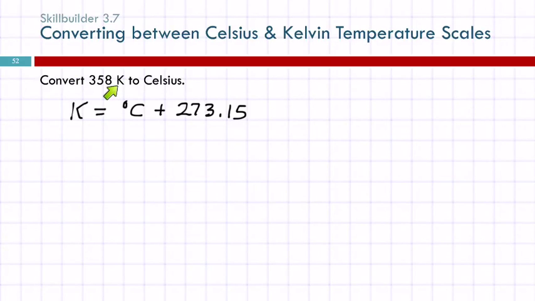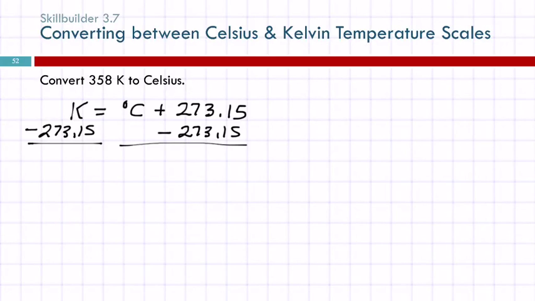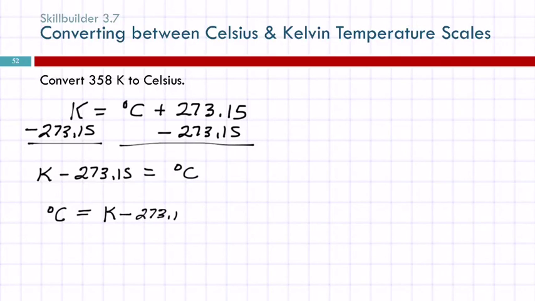Here I'm given a temperature in kelvins and I'm asked to convert it to Celsius. I need to rearrange this equation. I want degrees Celsius by itself. So what I'm going to do is I'm going to subtract 273.15 from each side of the equation. The important thing to do when you're rearranging equations is to do exactly the same thing to both sides. So now on the left we have Kelvin minus 273.15, and on the right we have degrees Celsius plus 273.15 minus 273.15. So that's just 0. I'm just going to rewrite this equation so that degrees Celsius is on the left. Degrees Celsius equals the temperature in kelvins minus 273.15.